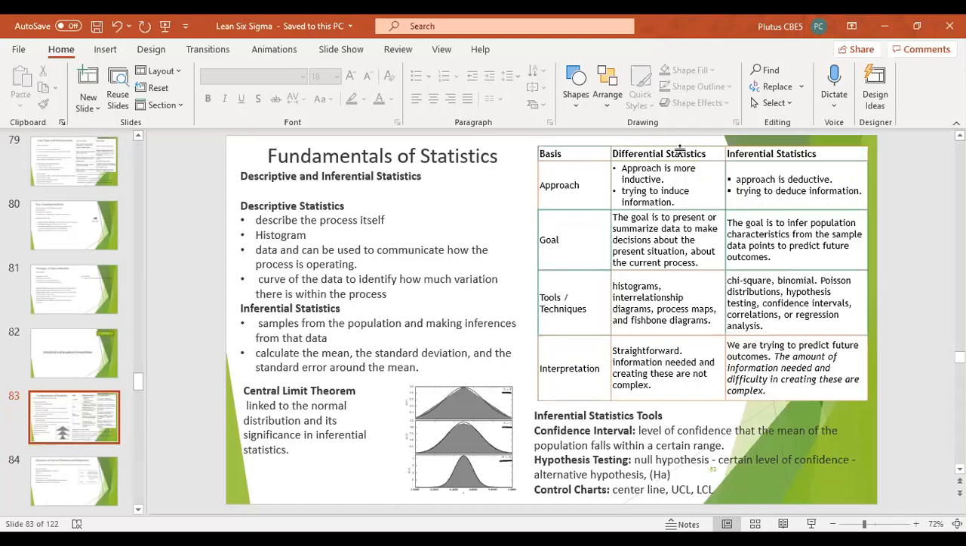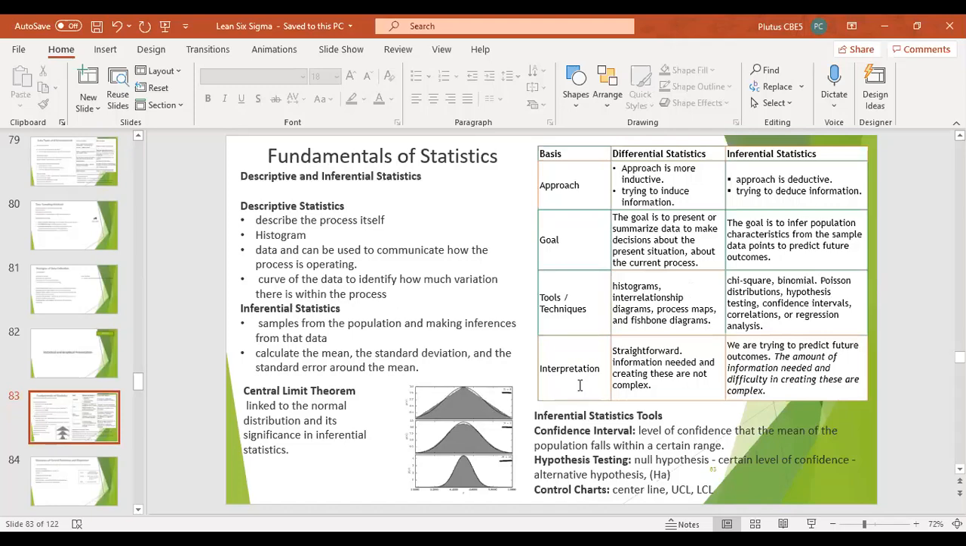And the tools and techniques for this are the histogram, interrelationship diagram, process map, and fishbone diagram, and all the inferential statistics: chi-square, binomial, Poisson distribution, which we saw previously, and hypothesis testing. We will cover hypothesis testing in this class today, and also confidence interval, correlation, and regression analysis. These are all some of the inferential statistics.